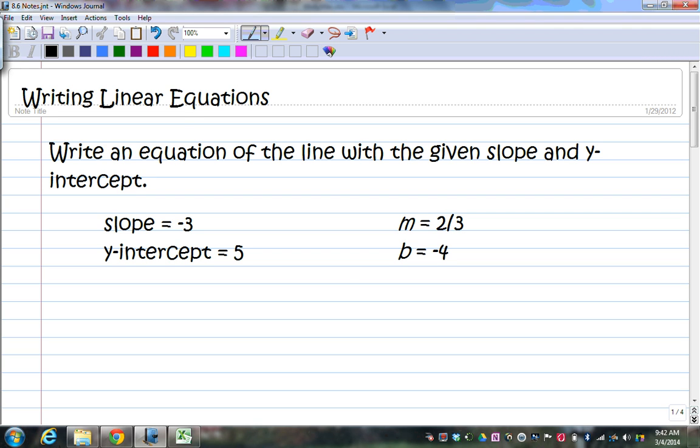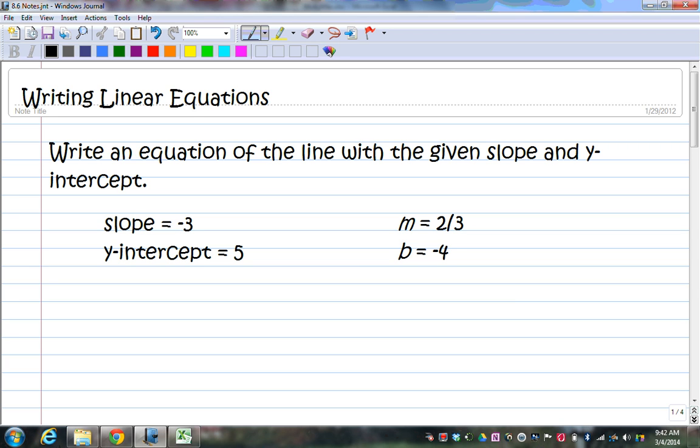Okay, this video is going to cover writing linear equations. Sometimes you are given information about the slope and the intercept of a line, or you're given a graph, or you're given just a couple points, and you can actually write from that information an equation that would fit that information. So that's what we're going to do here.